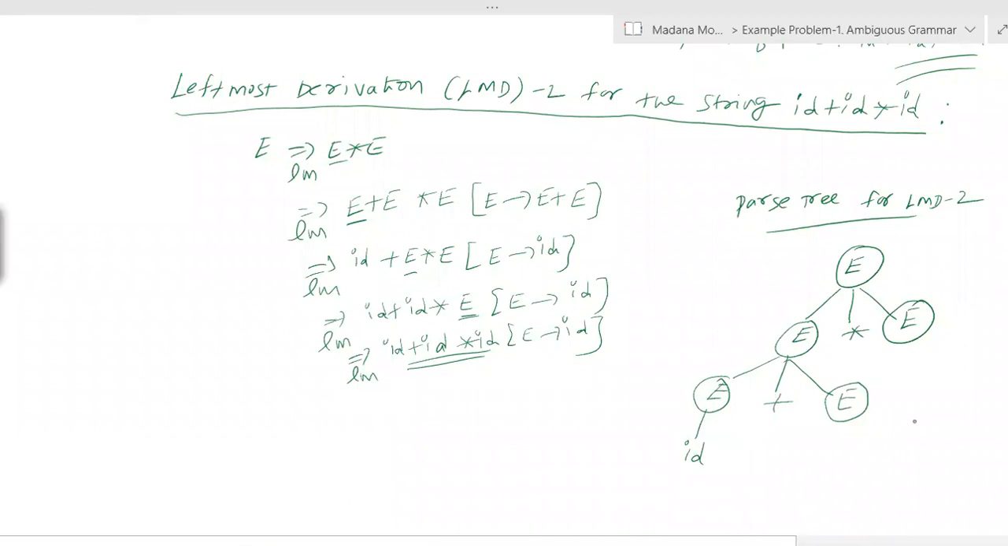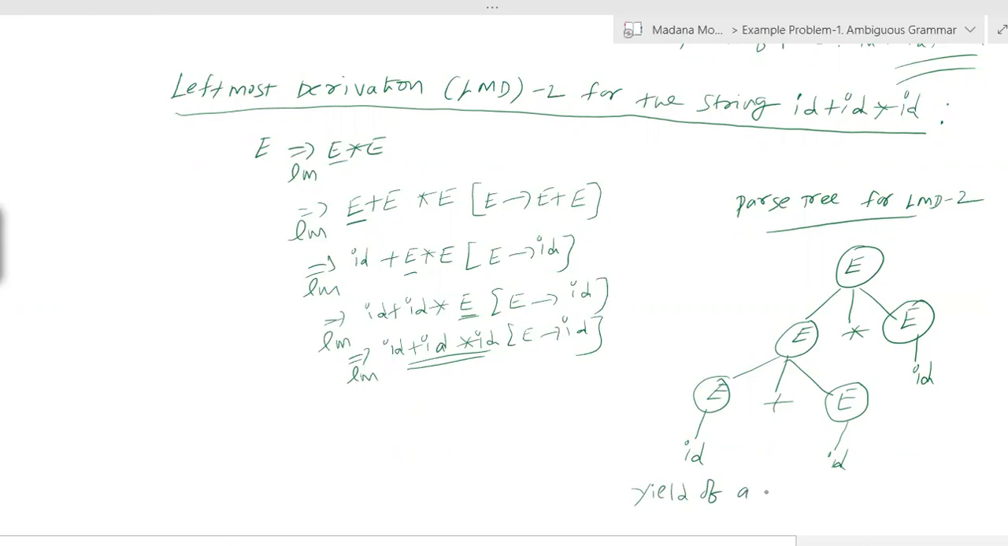Then what we did next: the leftmost E, this one, again it is substituted by ID. Now ID is the child of this root node E, and this ID is connected to its parent. Then the last step, again this E is replaced by ID. Now you can see all steps are included in the derivation tree. Now you can find the yield.